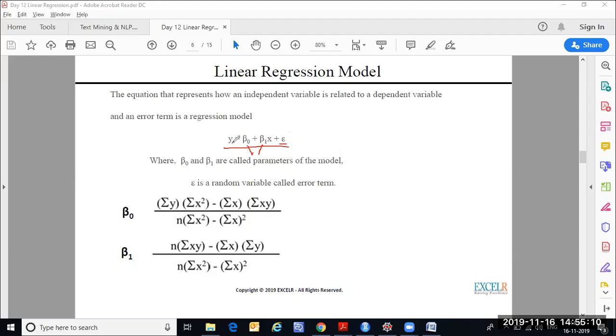So through the equation of this straight line, y is equal to beta naught plus beta 1 x plus epsilon, we are trying to understand how this independent variable x is related to the output variable or the dependent variable y. And to calculate beta naught and beta 1, these are the mathematical formulas that will be used internally. Of course, we don't need to remember these formulas. Just remember this one.